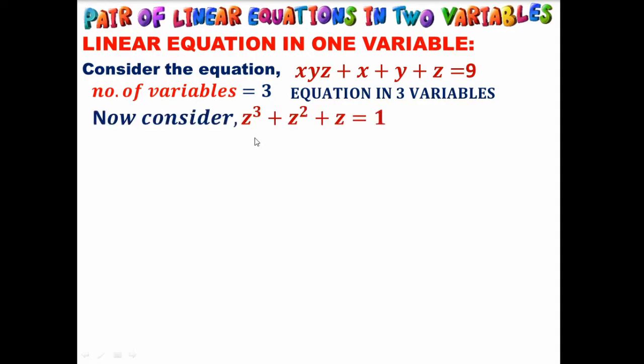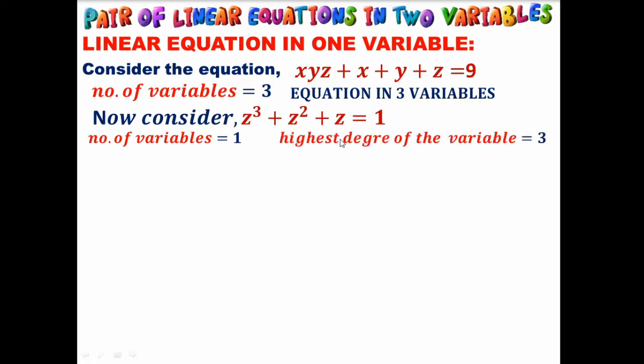Now consider the equation z cube plus z square plus z equals 1. Clearly we see that here you have only one variable, namely z, and you don't have any other variable. So this is of course an equation in one variable. But see the degree of z, that is the highest power of z, is 3. Therefore the degree of this equation is 3. That means this is not a linear equation.